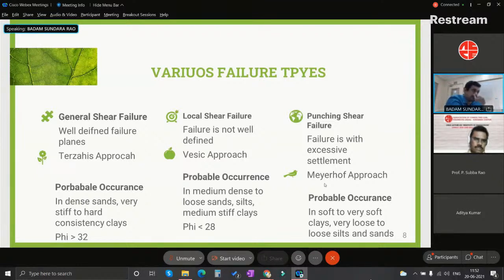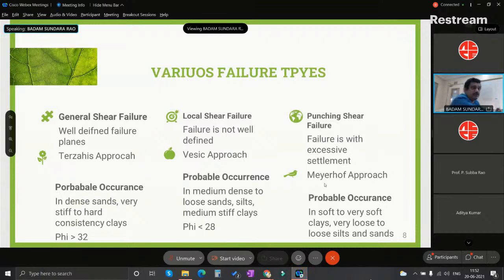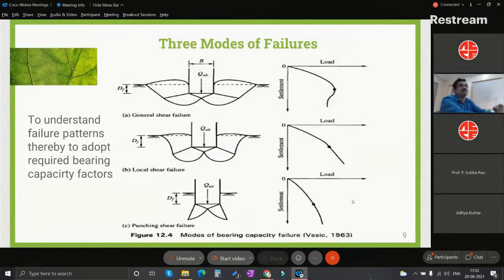These are the standard failure patterns. There are three types of patterns. One is general shear failure. The second is local shear failure. And the third is punching shear failure. In the case of general shear failure, I'll go to the next slide so we have some clarity. This is the schematic that shows the three modes of failure. The first one, figure A, shows a general shear failure.